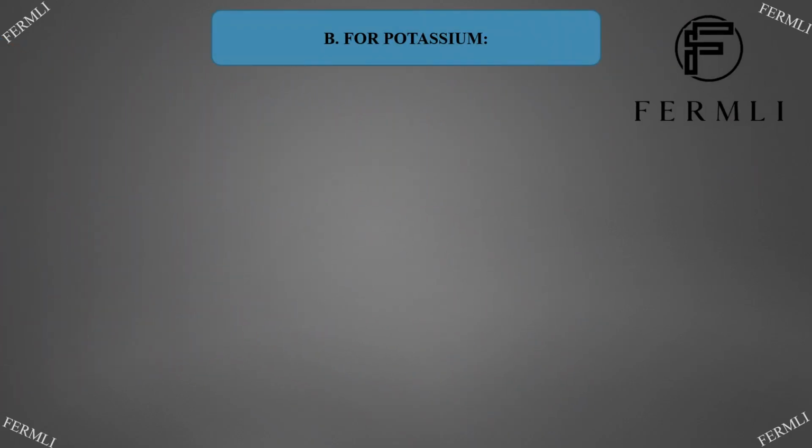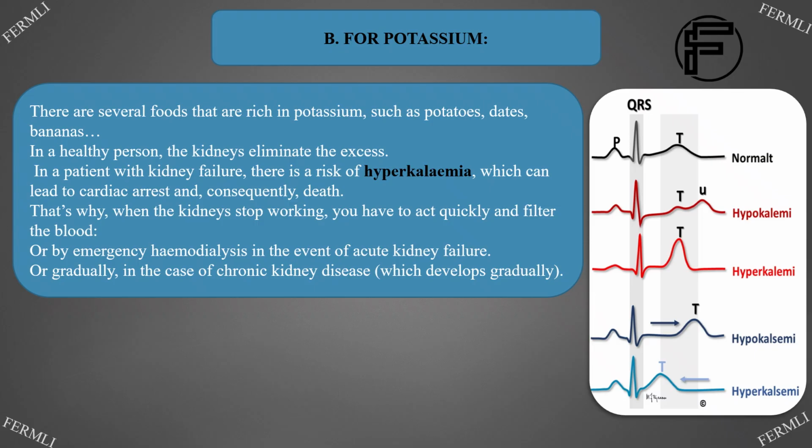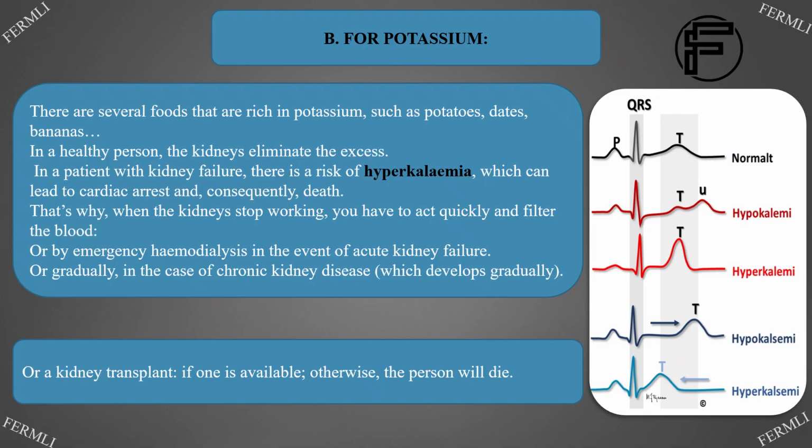B. 4. Potassium. There are several foods that are rich in potassium, such as potatoes, dates, bananas. In a healthy person, the kidneys eliminate the excess. In a patient with kidney failure, there is a risk of hyperkalemia, which can lead to cardiac arrest and, consequently, death. That's why, when the kidneys stop working, you have to act quickly and filter the blood, either by emergency hemodialysis in the event of acute kidney failure, or gradually, in the case of chronic kidney disease, which develops gradually. Or a kidney transplant, if one is available, otherwise, the person will die.